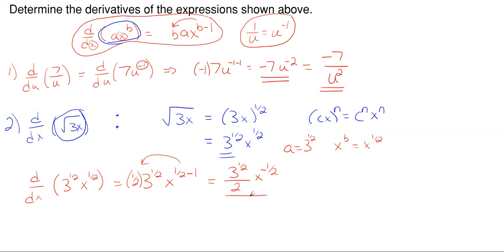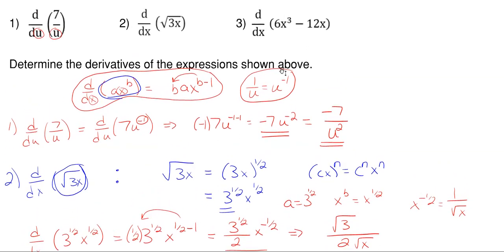And once again, you could leave it like this if you wanted to, or what you could do is simplify things down a little bit further, because 3 to the half power is the square root of 3 over 2, and then x to the minus 1/2 power just means 1 over the square root of x. So you could just throw that x down there in the denominator, and you would end up with the square root of 3 over 2 times the square root of x. Either one of those answers is acceptable for the derivative of the square root of 3x.